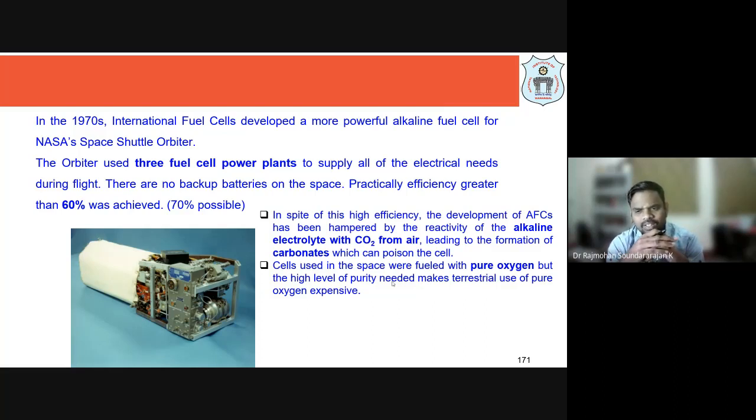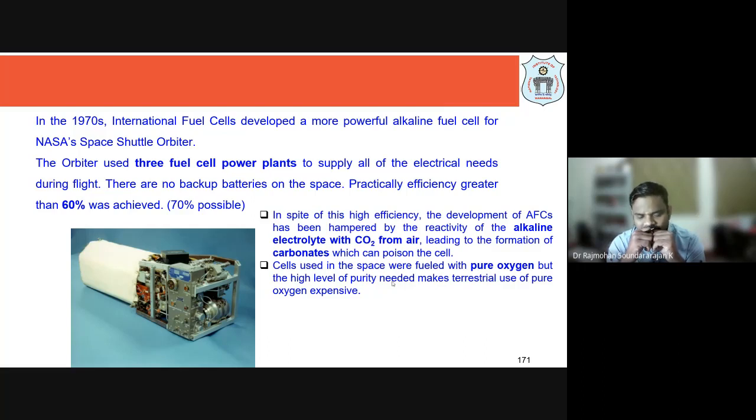They were hampered by the reactivity of the alkaline electrolyte with the CO2 from the air. See, air contains certain ppm levels of CO2, right? That leads to the formation of carbonates, which had the probability of poisoning the fuel cell. That is the concern, because we are supplying air as the oxidant. So when you are using KOH as the electrolyte, that poisoning by CO2 is a concern.